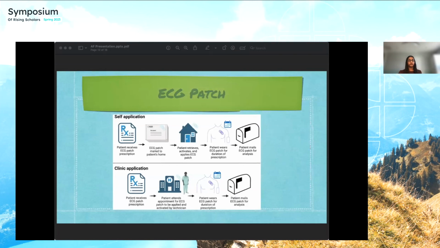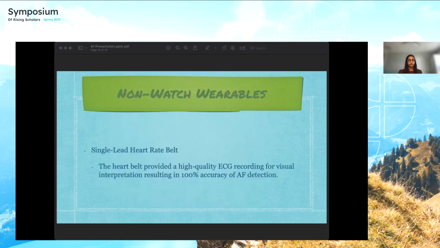This graphic compares the process of home application of the patch to the process of applying the patch at the clinic. It illustrates the steps involved in delivering and returning a home-based ECG patch to the patient and the doctor. Another non-watch wearable is the single lead heart rate belt. In a study regarding this technology, the heart rate belt resulted in a high-quality ECG recording with 100% accuracy of AF detection.